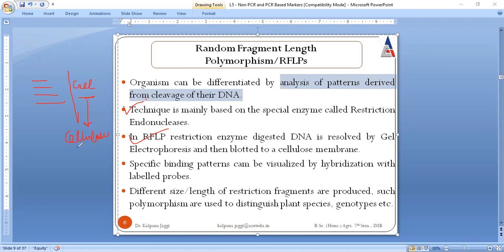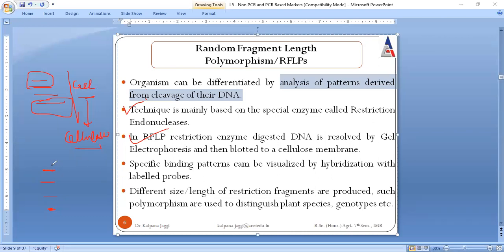So how can the different fragments produced by the action of restriction endonuclease be resolved? Their resolution is very easy. The gel containing the different segments of different sizes is placed onto the gel electrophoresis. When we switch on the electric current, under the action of the electric field, the smaller ones will move faster compared to the larger ones, and they all will be visualized in terms of bands, right?